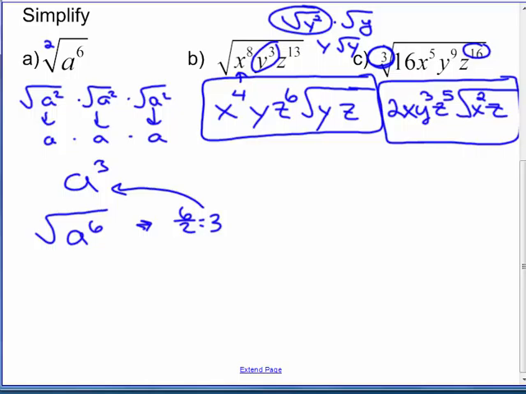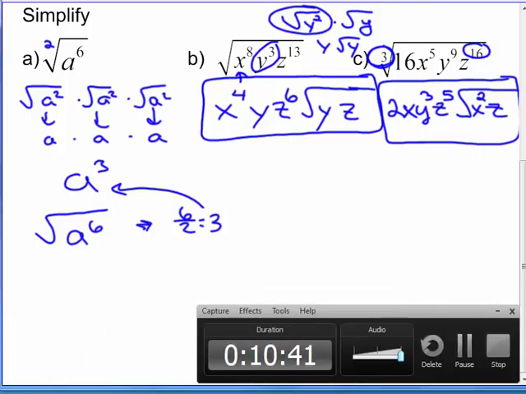So again, pardon my mistake there. On the outside, 2xy cubed, z to the 5th. On the inside, should have a 2x.